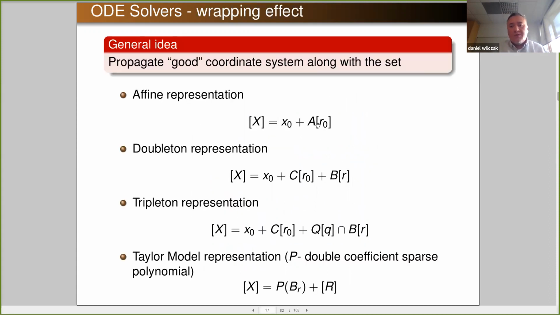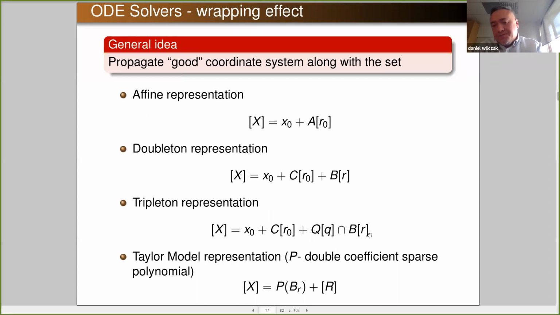So instead of representing the subset of our phase space as an interval vector, we represent it in more complicated ways, like an affine representation. So this is our center and some matrix, which stands for the shape of our set. This is the doubleton representation. So this is just an affine representation plus some extra errors. Here we have an example of the tripleton representation, where these errors are represented in two different forms and then intersected. We can also use ellipsoid sets, Taylor models, etc. But what I would like to emphasize is that we have some representation in order to reduce the wrapping effect.